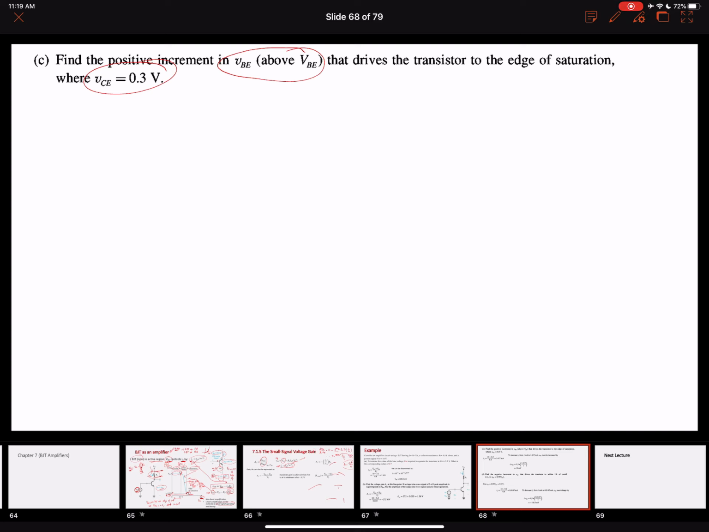First, we are going to find out the value of the collector current. IC equals VCC minus VCE over RC. 10 volts minus VCE, which is now 0.3 volts, over RC, 6.8 kilo ohms. So we can find the value of the collector current, which comes out to be 1.617 milliamperes.